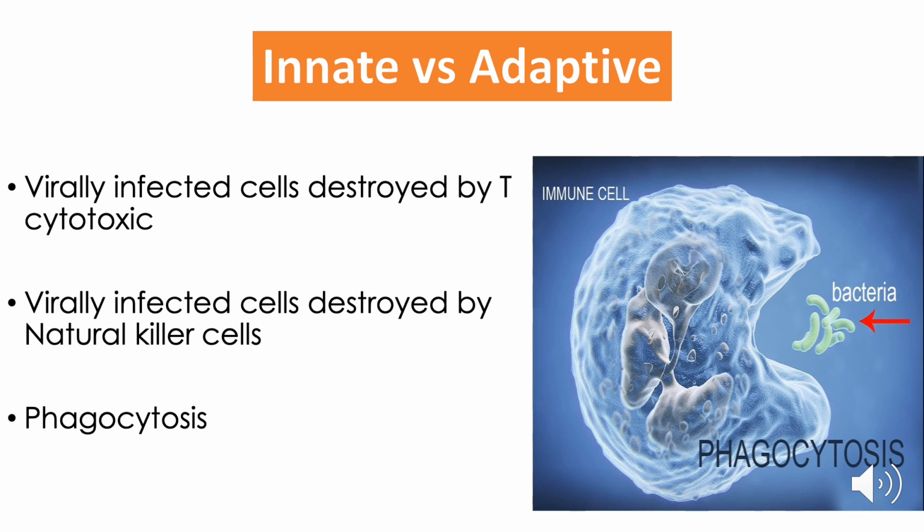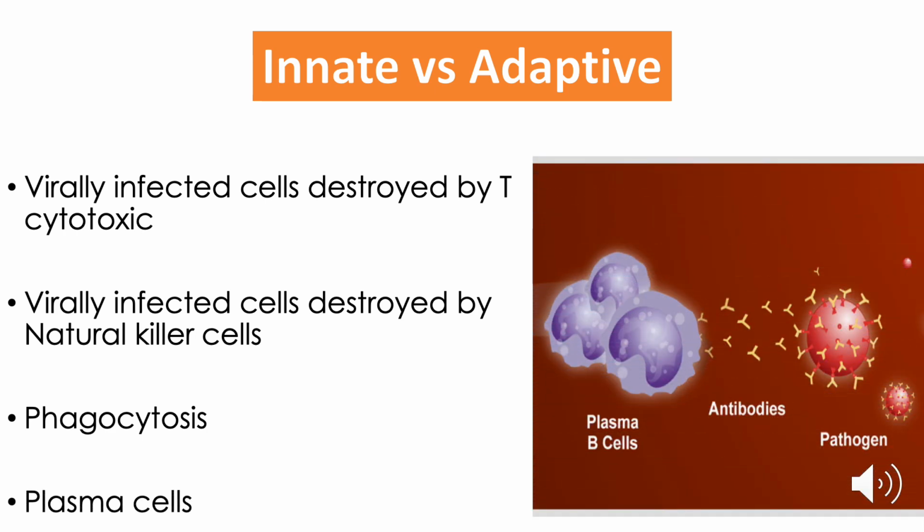Phagocytosis falls under innate immunity. So just try to imagine, if our phagocytes only chose what to eat, most likely we would have infections every day. Next, the last item, plasma cells.